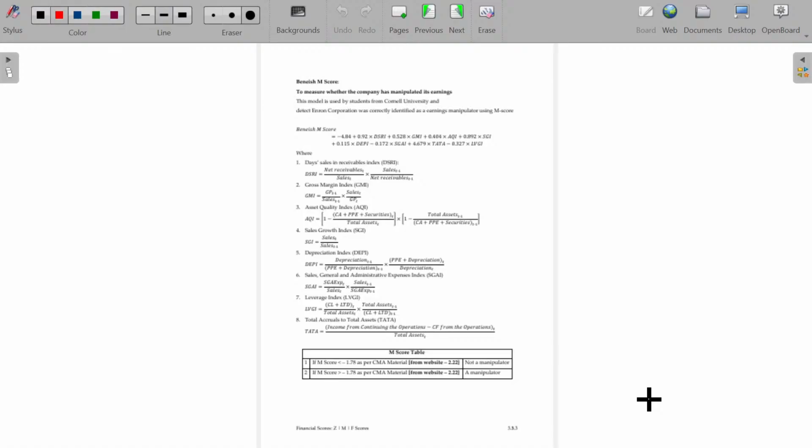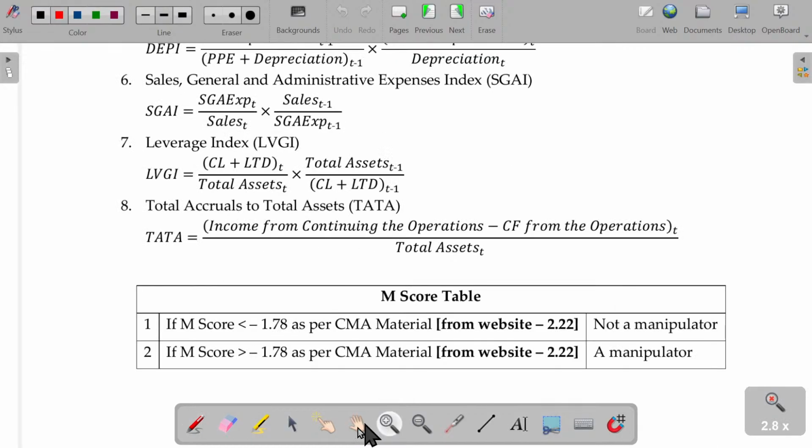Similarly, in Beneish also we have to mug up. This is a second model. Okay, in Beneish. Clear? Beneish and Piotroski.